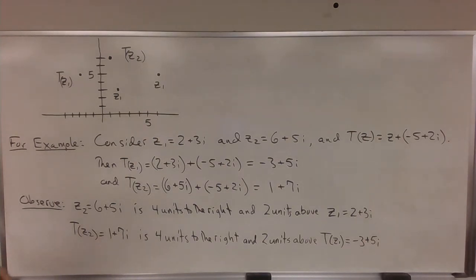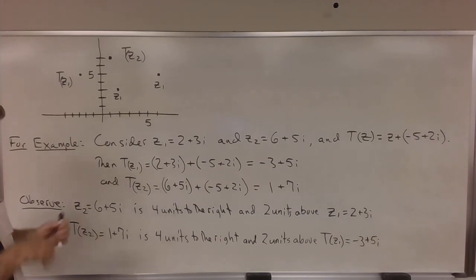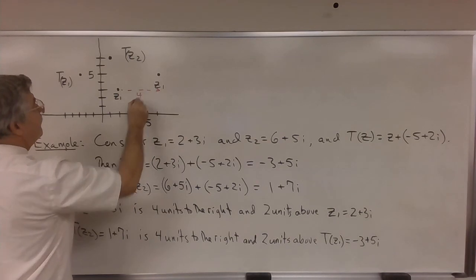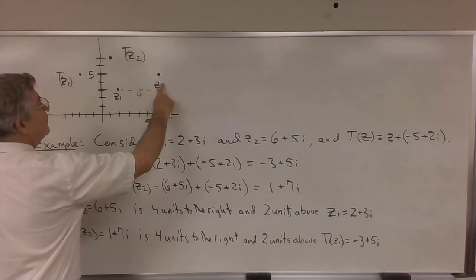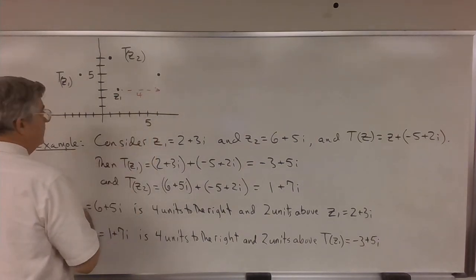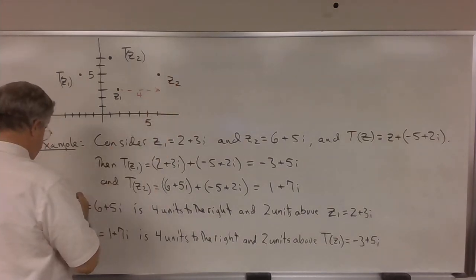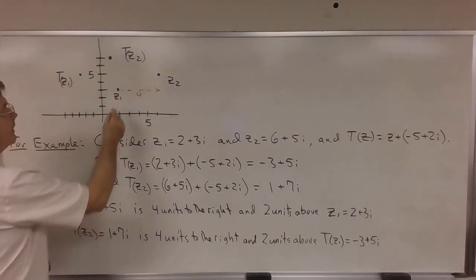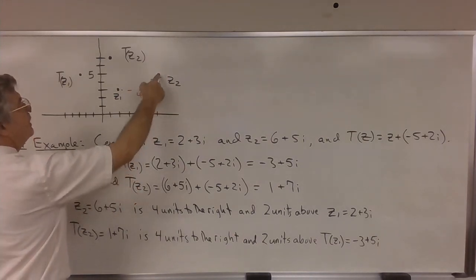Now, Z2, which is 6 plus 5i, is 4 units to the right and 2 units above, whoops, sorry for the confusion. This is Z2, forgive me. Z2, which is 6 plus 5i, is 4 units to the right and 2 units above Z1.